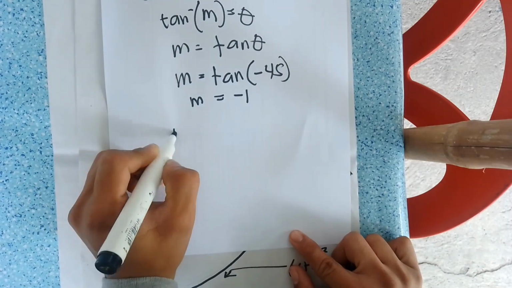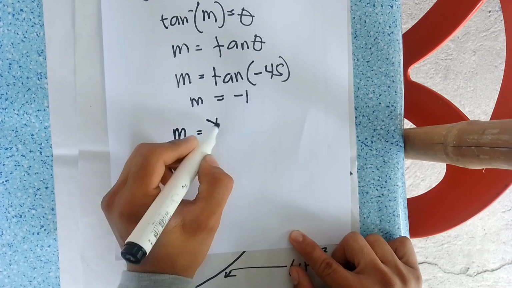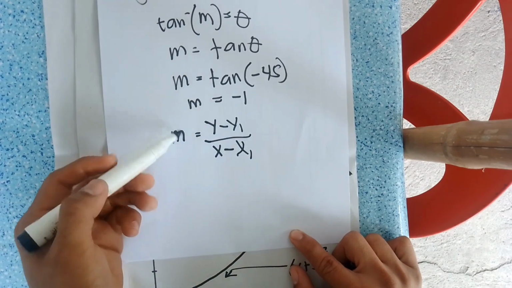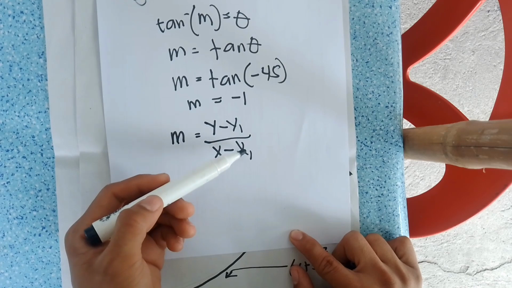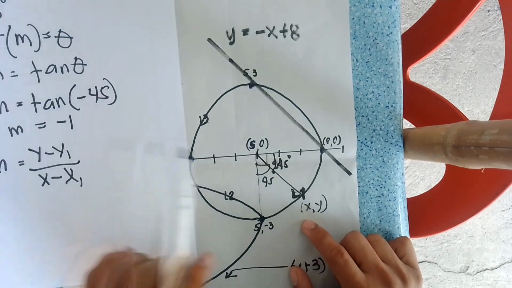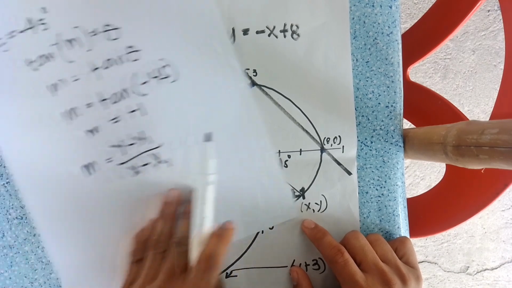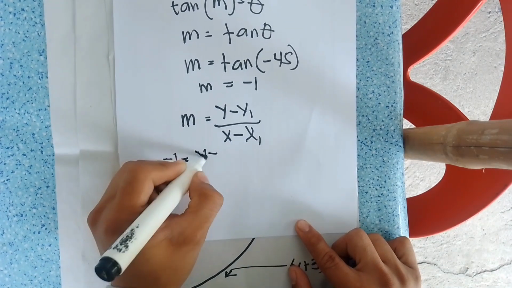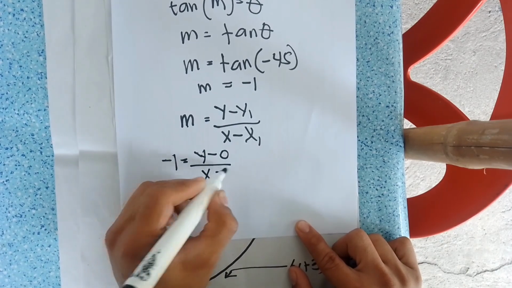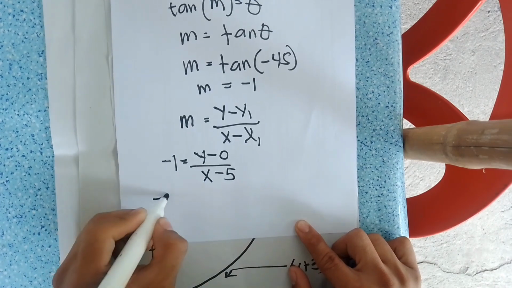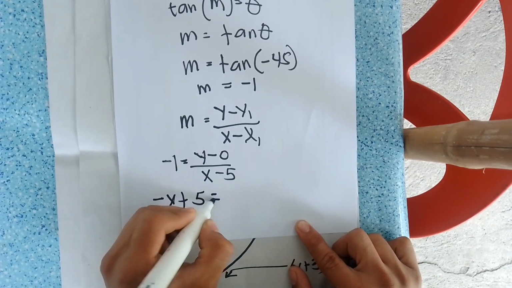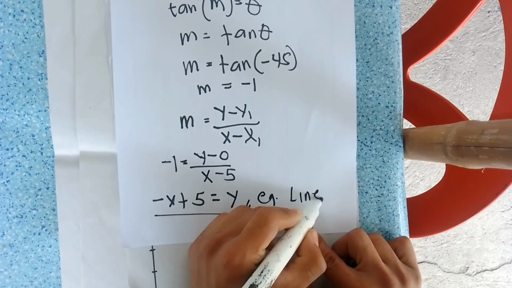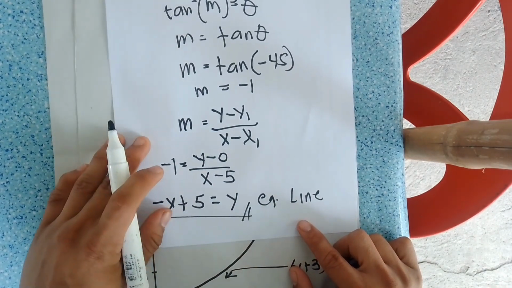So using the formula, m is equal to y minus y sub 1 all over x minus x sub 1. We're given the slope, and we're given y sub 1 and x sub 1. What do we use for x sub 1 and y sub 1? We'll use the center of the circle, which is 5, 0. So through that, we'll get negative 1 is equal to y minus 0 all over x minus 5. Cross multiply, we'll get negative x plus 5 is equal to y. So that is the equation of the line, which we can use to find the centroid.